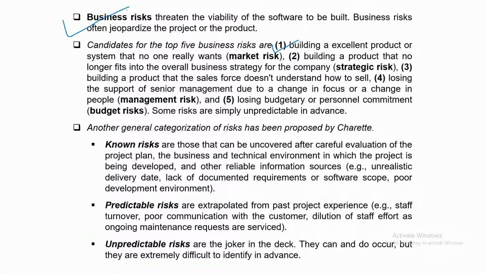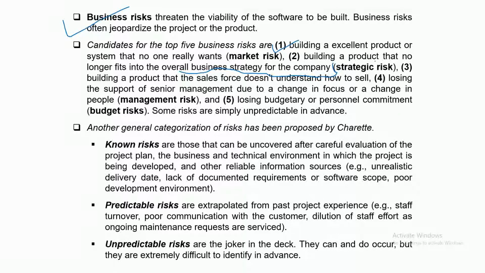Building a product that no longer fits into the overall business strategy for a company. When you have been asked for it, it is as per the strategy, as per the business goal, as per the growth planning of the company. But now, due to some reason, you might have delayed it. You might, because the company policy has changed. So strategic risk.